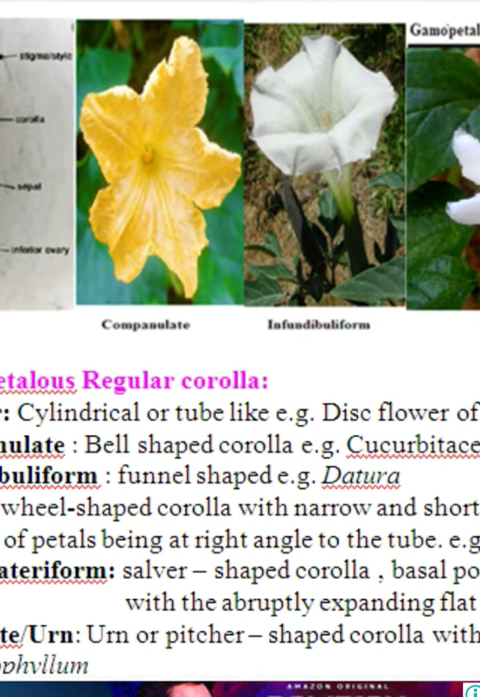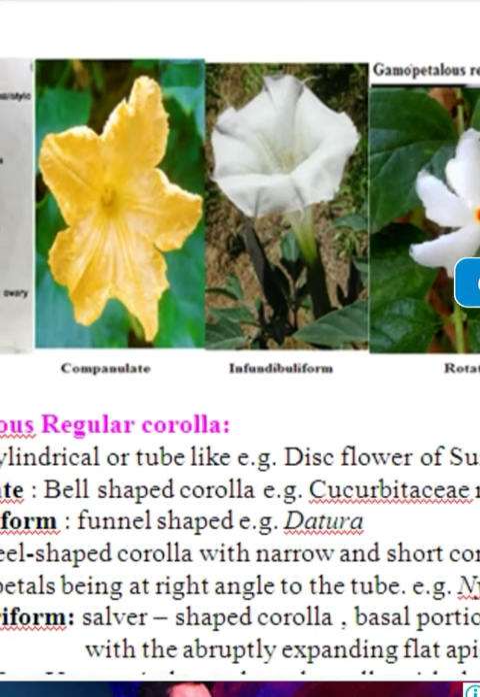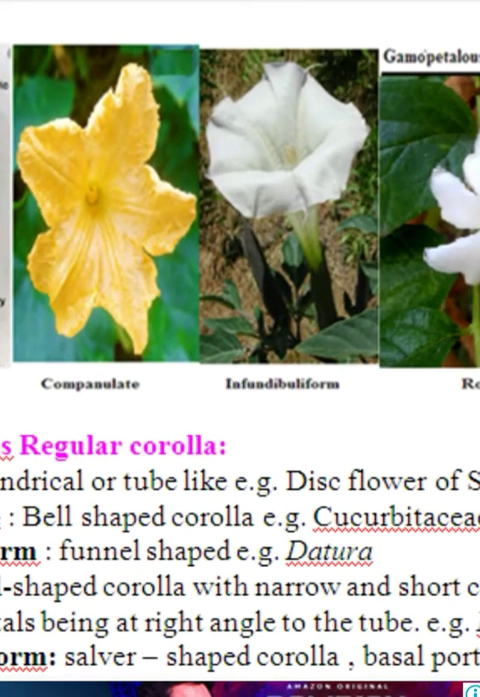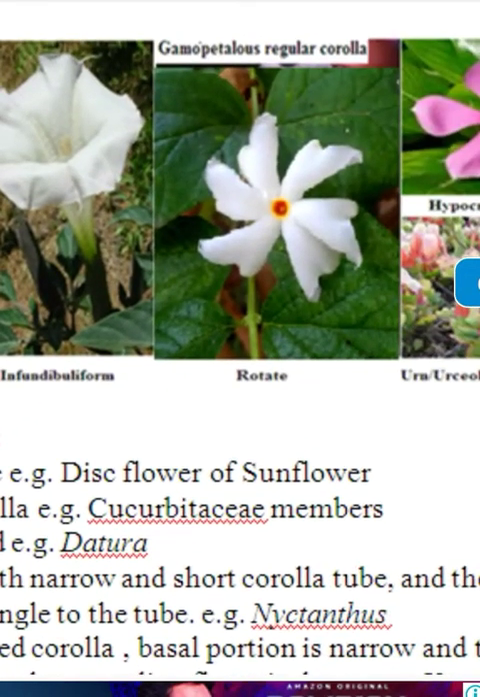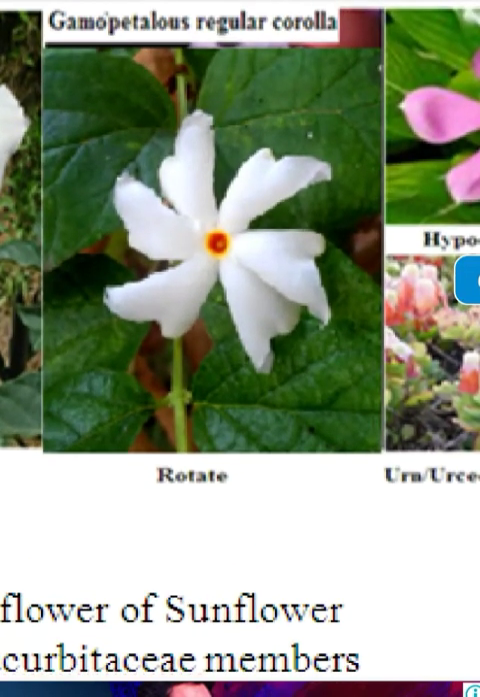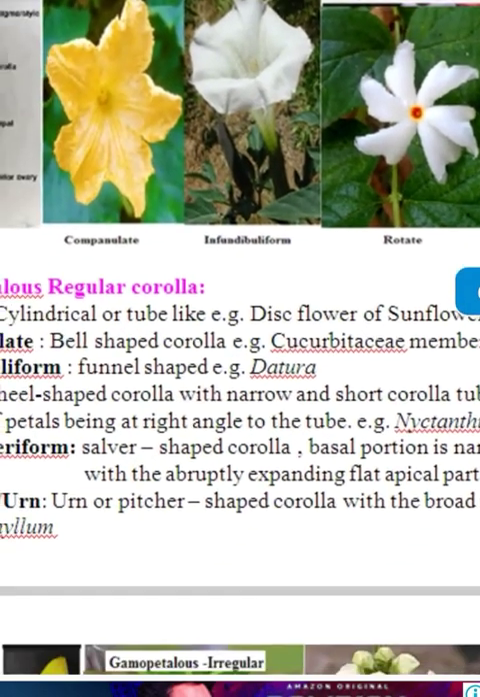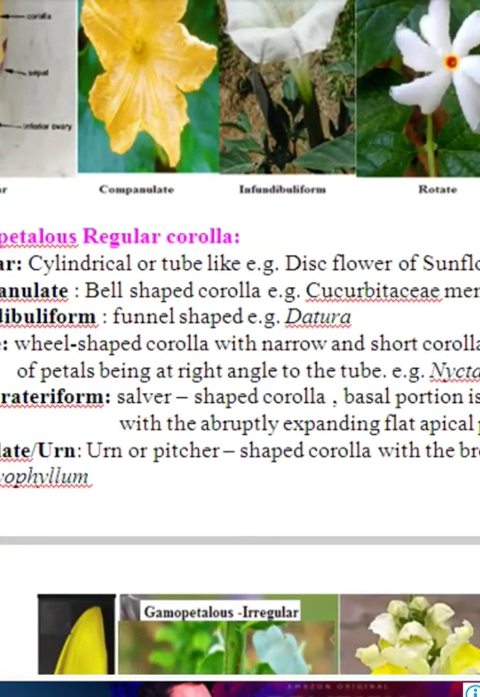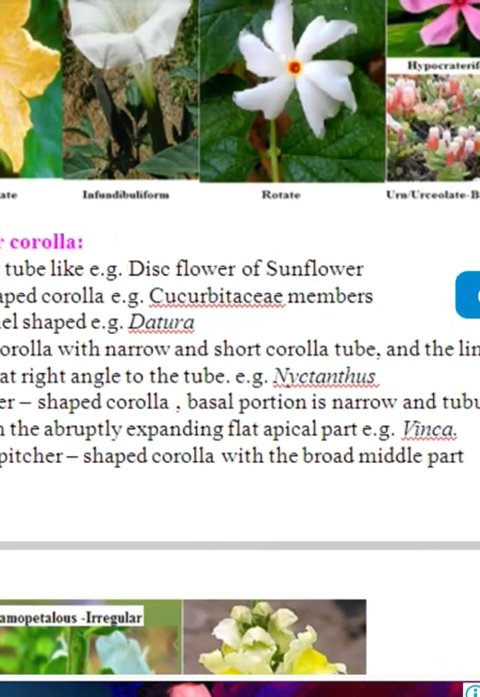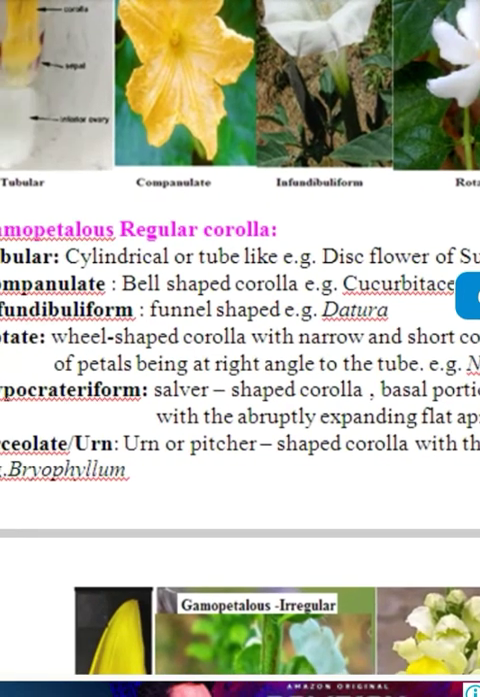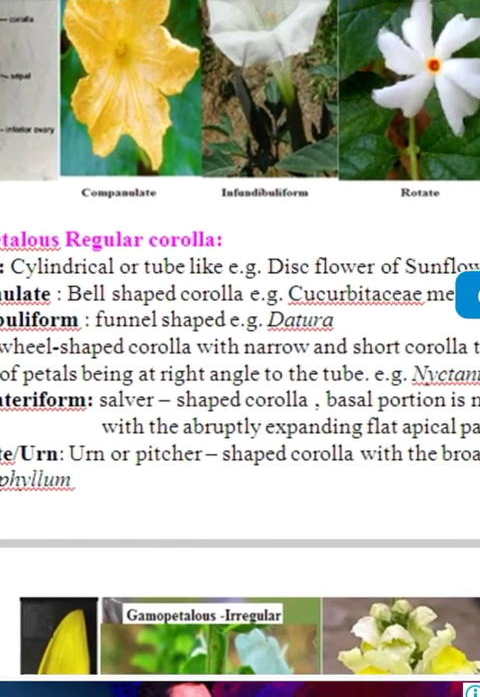Infundibuliform, that means it is funnel shaped. The classical example is Datura. Then the rotate, look at the figure, Nyctanthes, that means the Parijatak. Wheel shaped corolla, narrow and short corolla tube, and the limbs of the petals being at right angle to the tube.